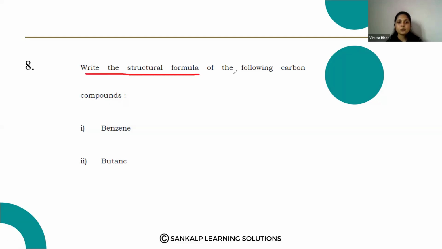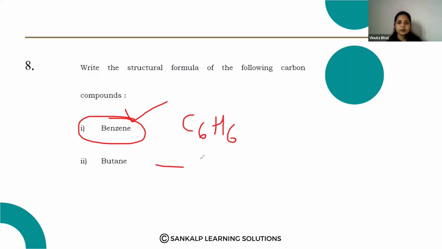Write the structural formula of the following carbon compounds: benzene and butane. You have to write the structural formula of benzene. Benzene formula we already studied, right? Benzene is C6H6. And butane is C4H10. Two types of butane structure you can write, as we have already practiced. Try to write the structure of benzene and butane yourself. Okay.